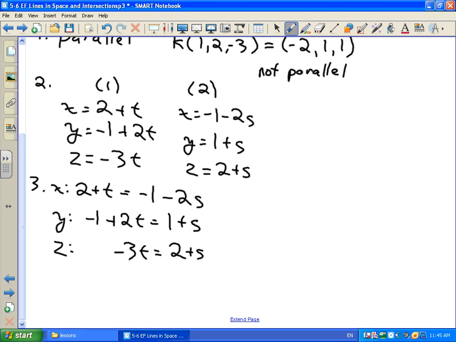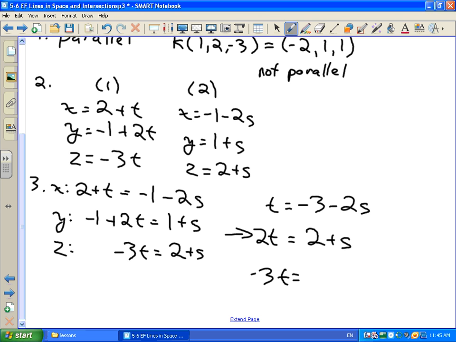And what I like to do at this point is straighten these up a little bit so that I always have them in the same format every time. So I'm just going to collect those constant terms together and rearrange these so I just have t's on the left-hand side of my equation. So I'm going to have t equals negative 3 minus 2s, 2t equals 2 plus s. And my z equation is already good. It's negative 3t equals 2 plus s.